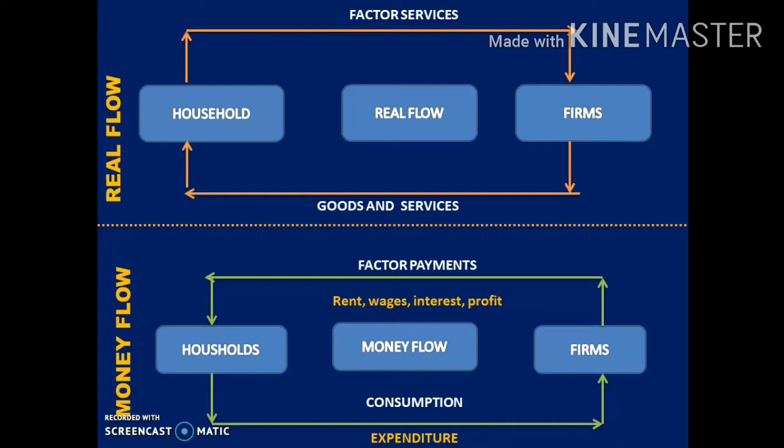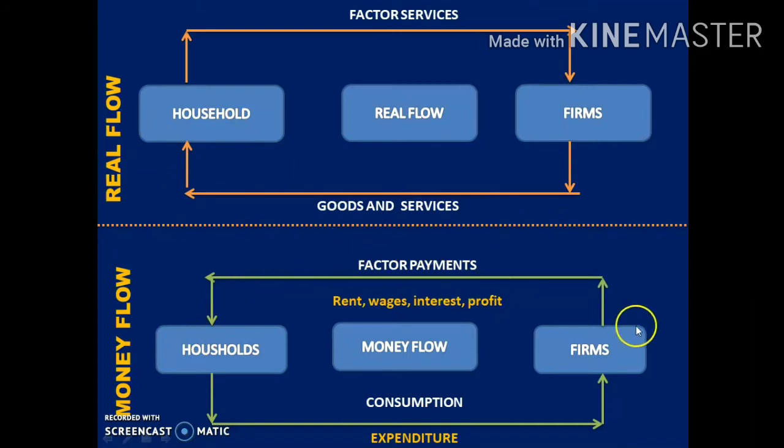Next, a chart showing this. Factor services have been given from household to the firms, and in return goods and services. In real flow, the services given cannot be calculated as goods have been exchanged.